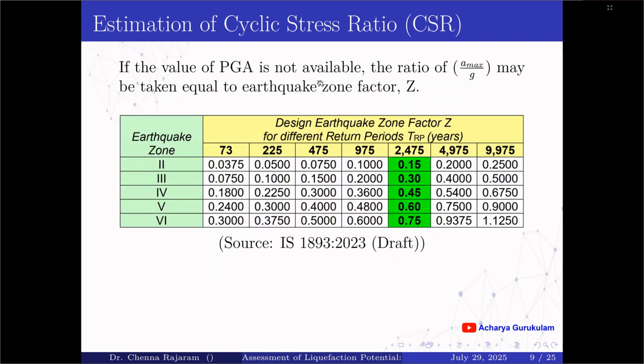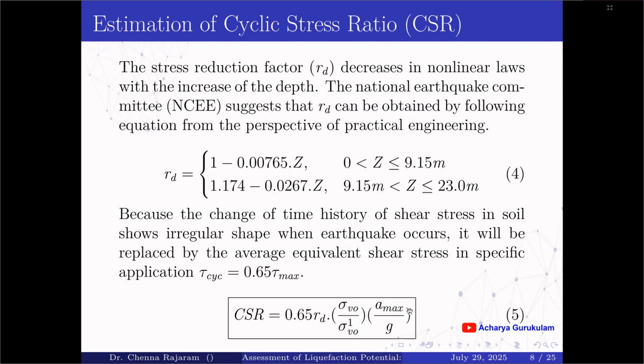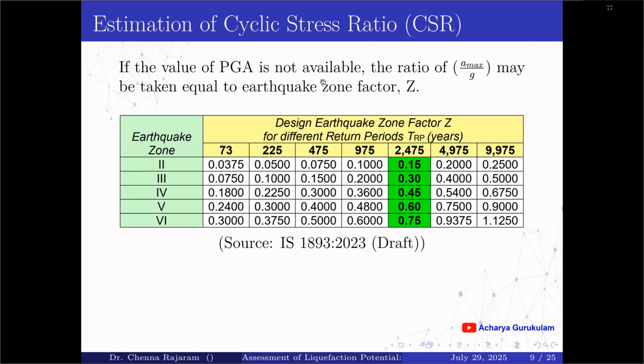In the earlier case, the Amax value is used where the maximum acceleration is available for a site. If the value of PGA is not available, then the ratio of Amax by G may be taken as equivalent to the earthquake zone factor Z. A tabular column is provided as per IS 1893-2023 draft code for various earthquake zones. The Z factor values are given here.